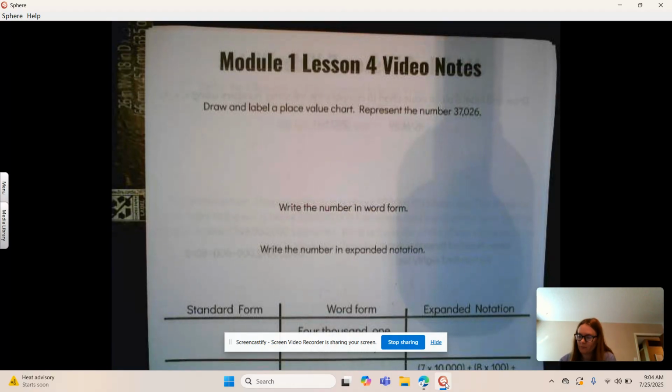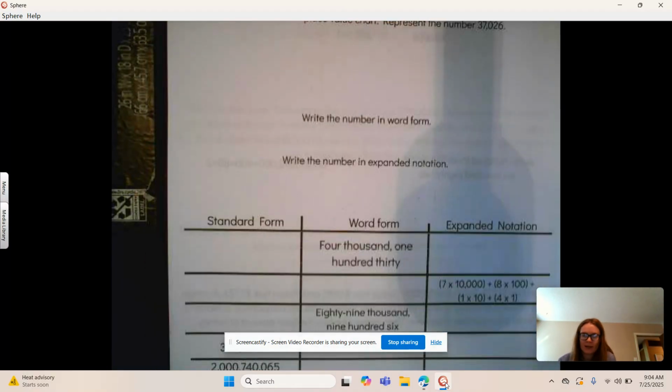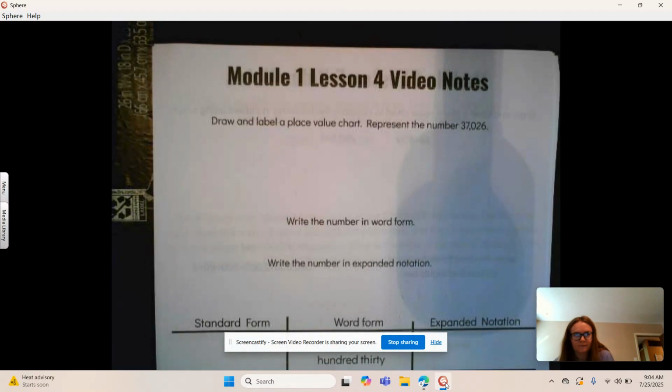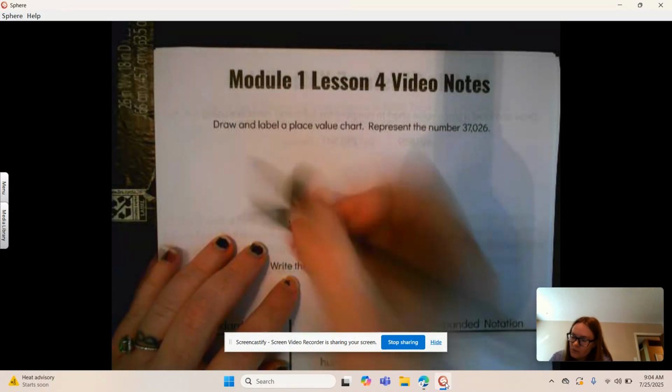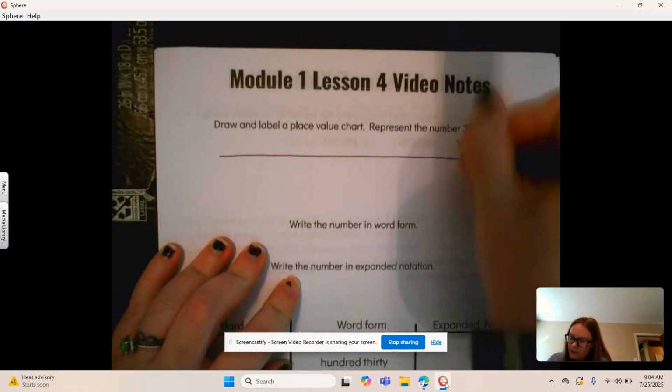Today we're going to be working on place value and expanded notation. Let's get started. It says draw and label a place value chart. Represent the number 37,026. So we're going to draw our place value chart to the millions.